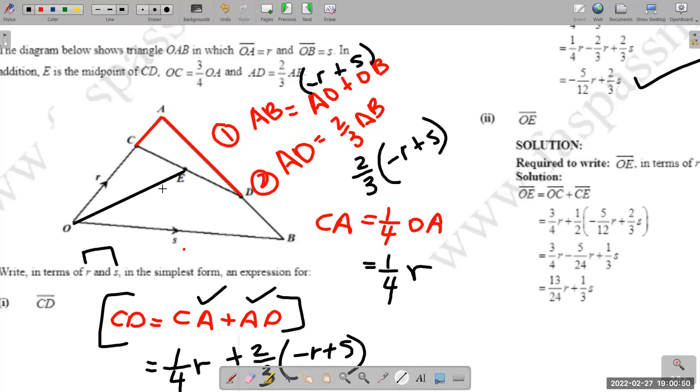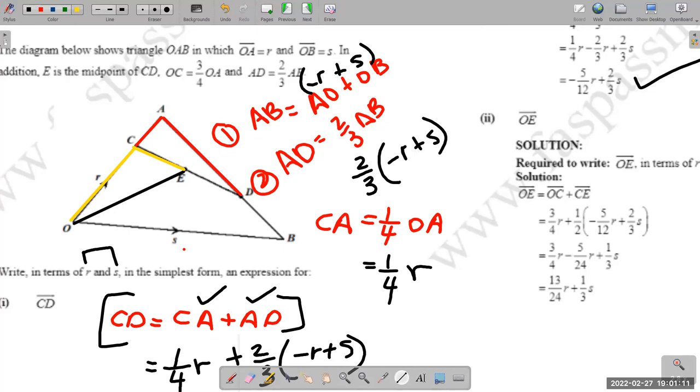What is a pathway to get to OE, guys, based on what we learned? How do I get from O to E going the long way? Wouldn't it be this? Let me use yellow. Wouldn't it be OC plus CE?